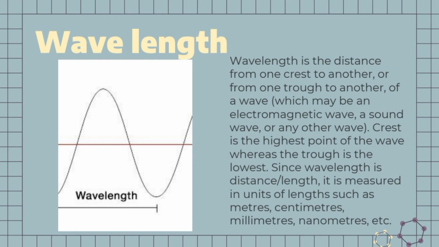Last, we have the wavelength. It is the distance from one crest to another, or from one trough to another, of a wave, which may be an electromagnetic wave, a sound wave, or any other wave. Crest is the highest point of the wave, whereas the trough is the lowest. Since wavelength is a distance or length, it is measured in units of length such as meters, centimeters, millimeters, nanometers, and so on.